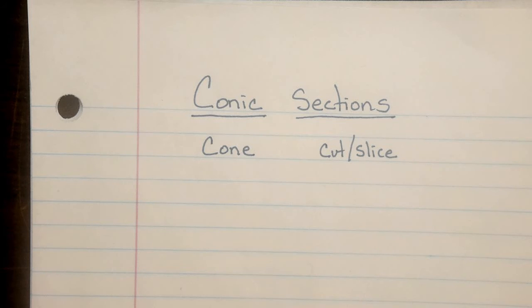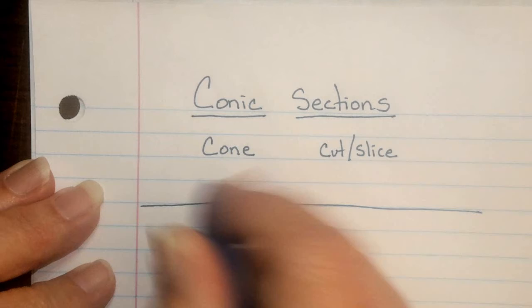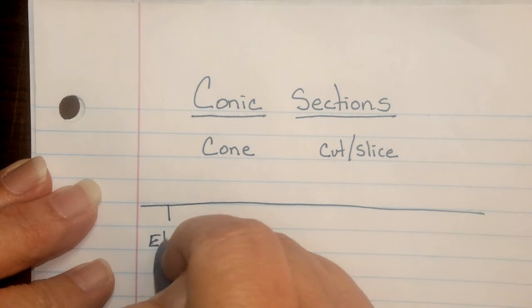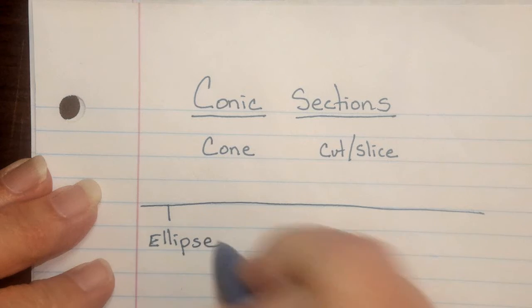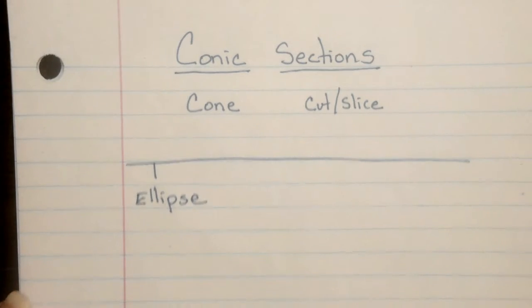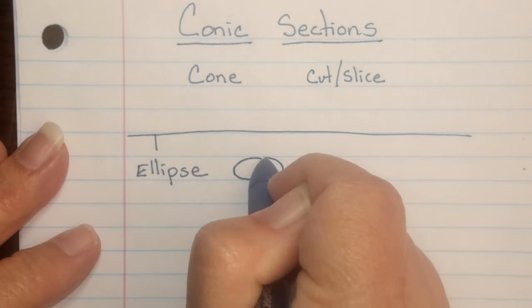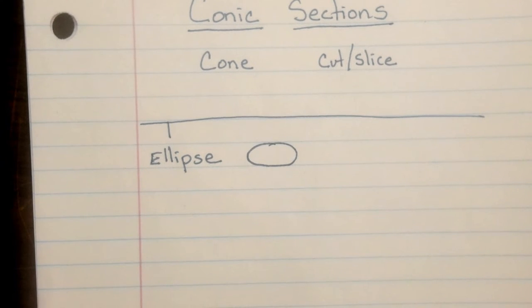And what we saw in our video is depending on the angle of your cut, the cut produces 3 different conics. So the first one that was cut was an ellipse. And so that ellipse, sorry, let's lock that focus. An ellipse kind of looks like an oval. But it's a closed figure, closed curve.